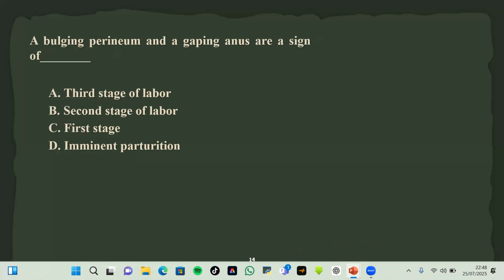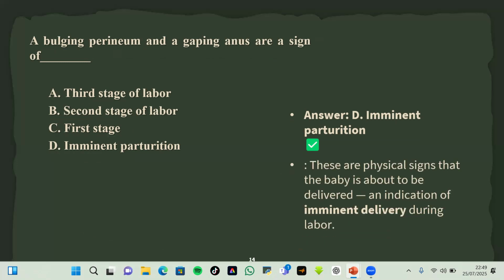A bulging perineum and a gaping anus are signs of A, third stage of labor, B, second stage of labor, C, first stage of labor, D, imminent parturition. Imminent parturition. That is, the baby's head is about to be born. These are physical signs that the baby is about to be delivered, an indication of an imminent delivery during labor.